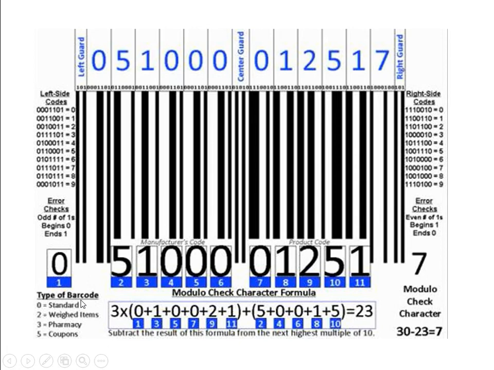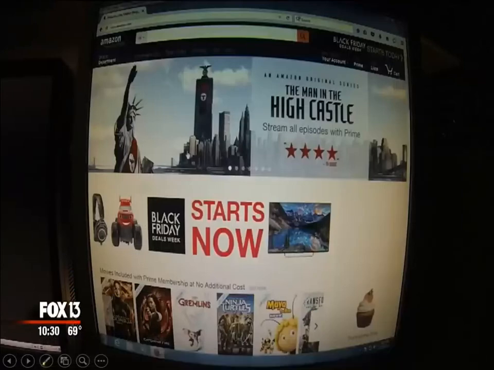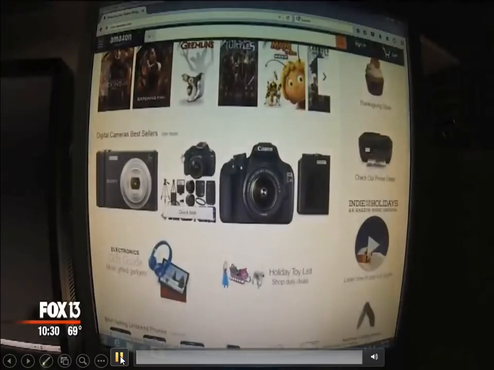So these are the types of barcode. So 3 into all these characters, and all these characters give the result 23, and for getting the coded value which is 7, we subtract. We subtract the result from the next highest multiple of 10. So 30 minus 23 is equal to 7. In this way there is a particular coding for any barcode, and using that only we are going to manage any shopping system.